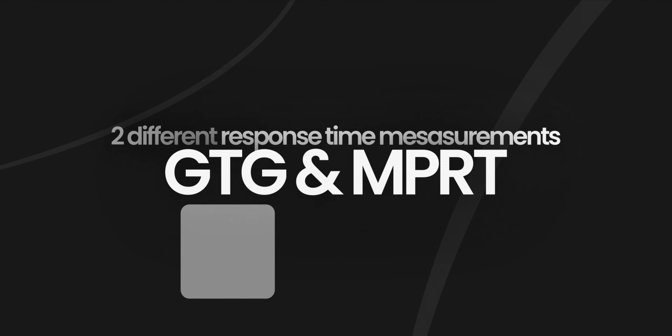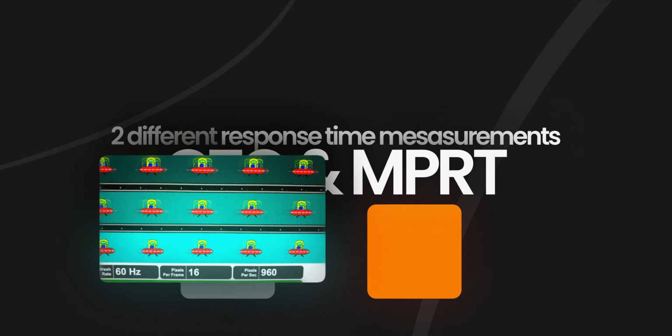GTG, or gray to gray, is the transition time from one shade of gray to another. This value is generally referred to as the first response time, and the 1 millisecond tag we see in monitor ads usually refers to the GTG value. MPRT, or moving picture response time, is the response time for moving images. As you can guess from the name, it is based on objects moving on the screen and covers all color transitions. That's why the MPRT value always comes out higher compared to GTG.